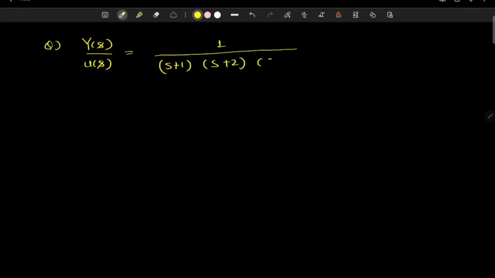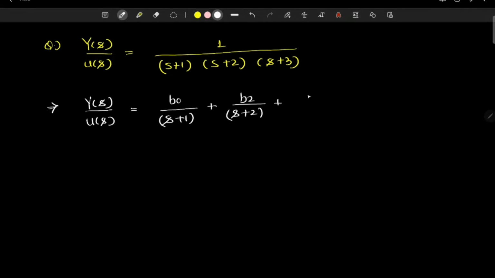Let's take one more example. Y of s divided by u of s is equal to 1 divided by (s plus 1)(s plus 2)(s plus 3). So we can write this as y of s divided by u of s is equal to b0 by s plus 1 plus b1 by s plus 2 plus b2 by s plus 3. Now we need to find the value of b0, b1 and b2.